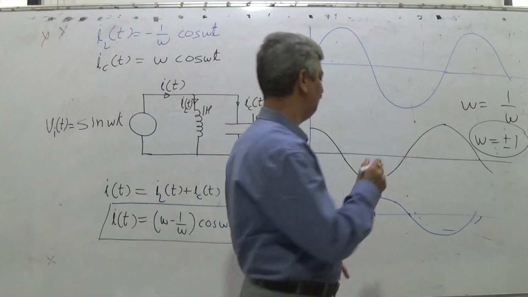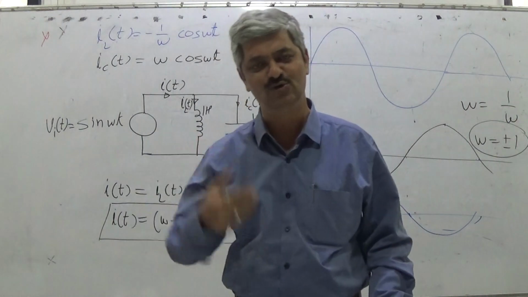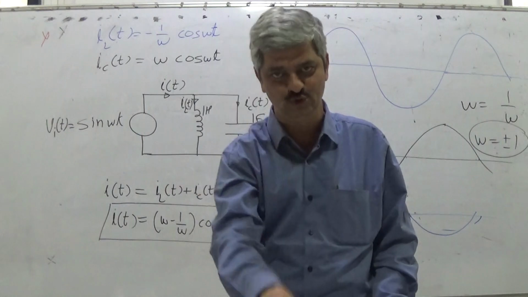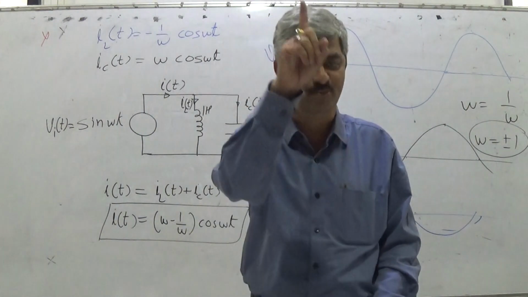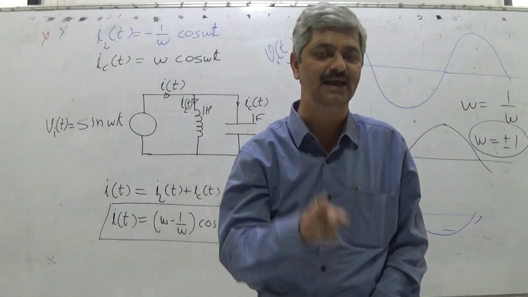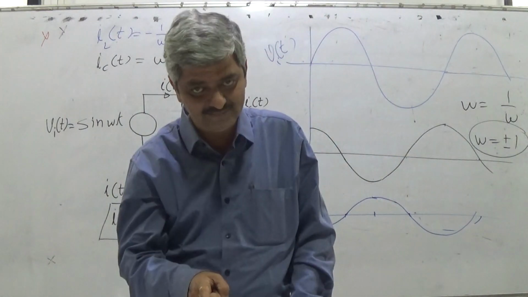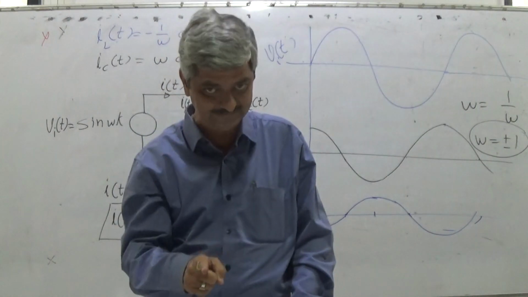So what happens when omega is equal to minus 1? Let us not consider that. Omega square equal to 1 has two roots: omega is plus 1, omega is minus 1. At least we can say, for omega equal to 1, what will happen? If I apply a sinusoid of angular frequency omega equal to 1, that is 2 pi f equal to 1, f is equal to 1 upon 2 pi hertz.